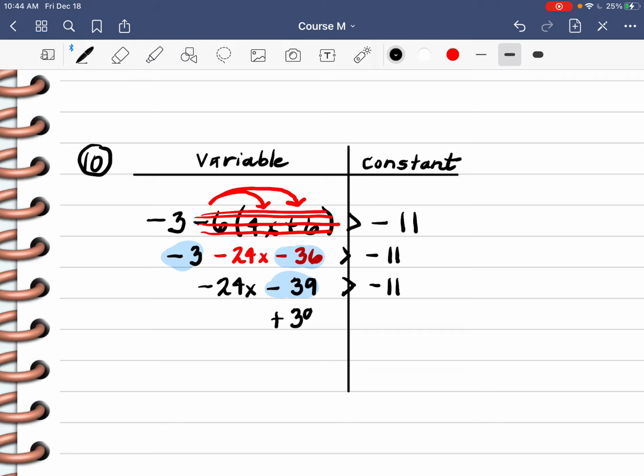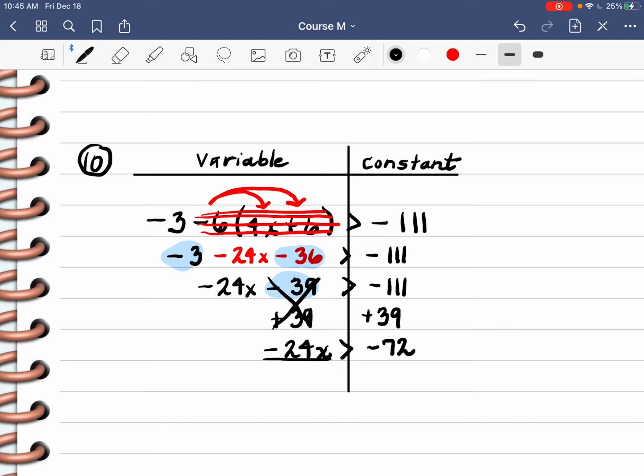So we add 39 and we add 39 and we cancel. So you have negative 24x is greater than negative 11 and 39. Something is wrong here. Oh my goodness, guys. This is supposed to be 111. I am so sorry. Make that 111 and this will work out. Then this would be a negative 72. I'm sorry. I forgot to put that other one on there.